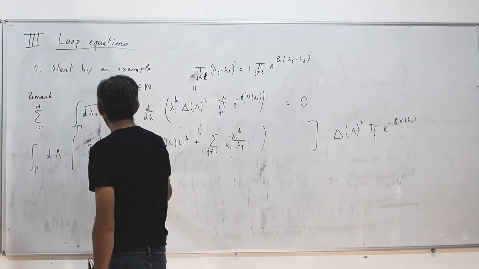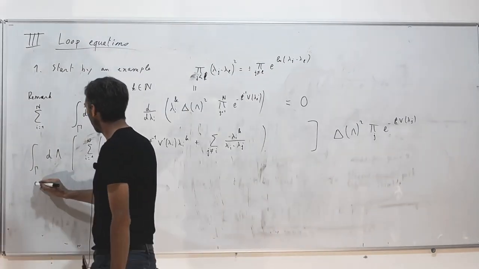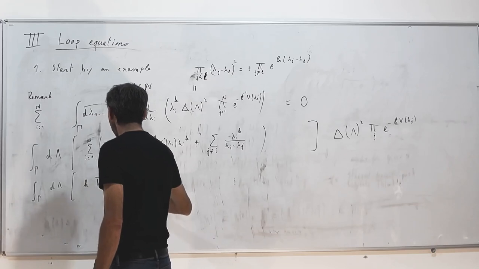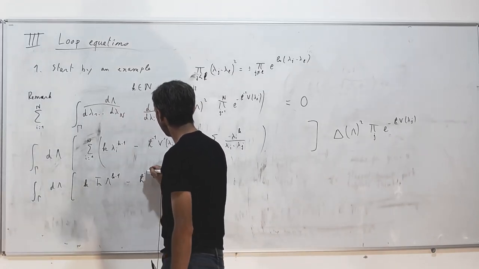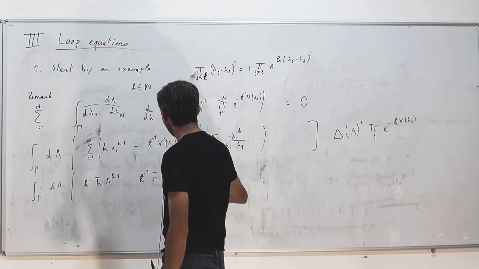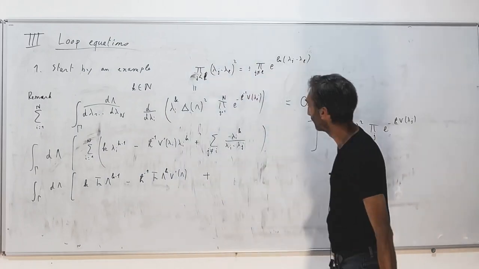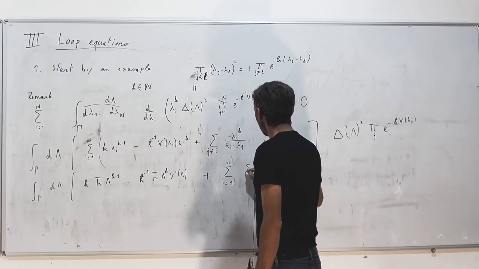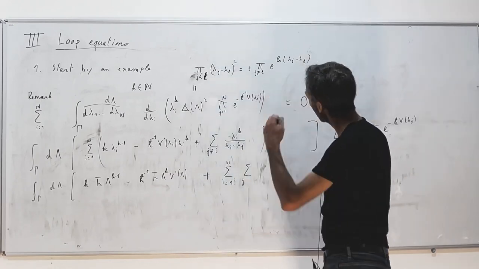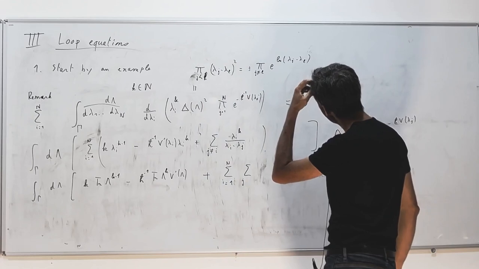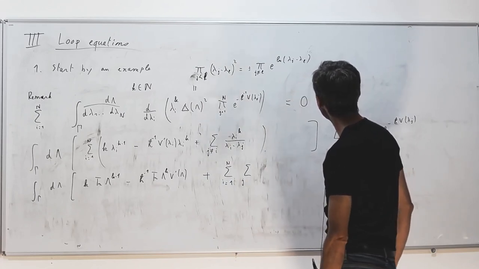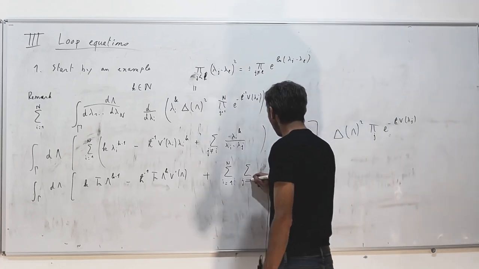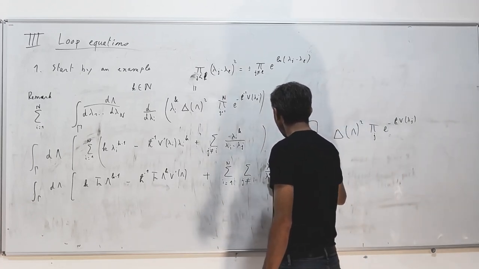Well, this first term, d lambda, so this is k trace of lambda to the k minus 1, minus h bar minus 1 trace of lambda k v prime of lambda. But this term, let's change it a little bit. We have sum over i equals 1 to n, sum over j, did I forget a factor 2 somewhere? j different from i, lambda i to the k over lambda i minus lambda j.